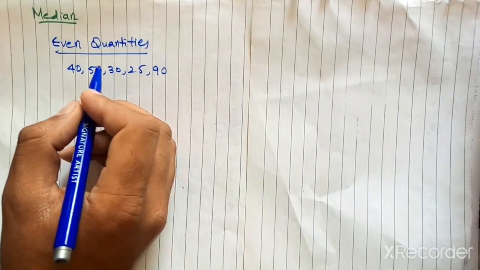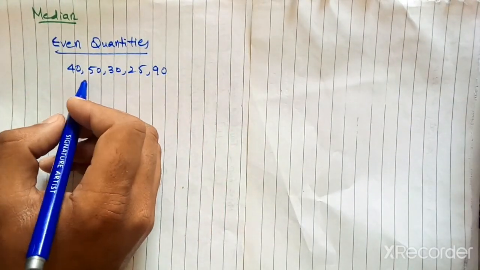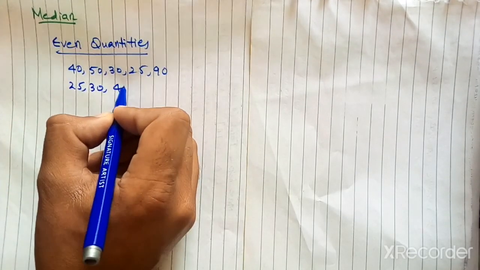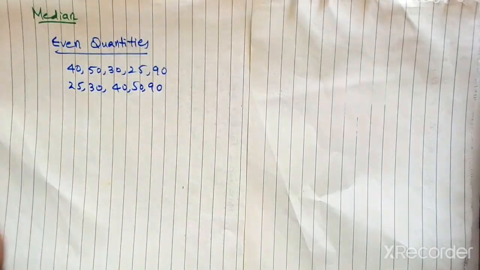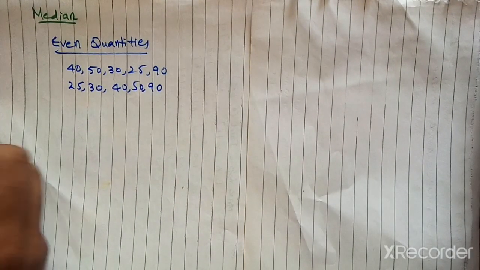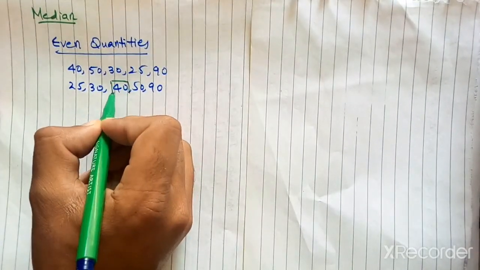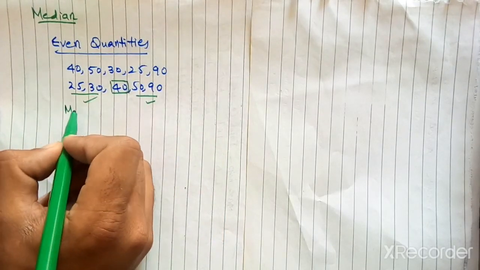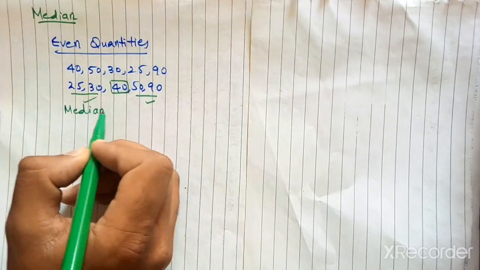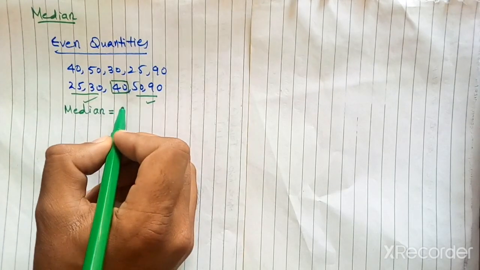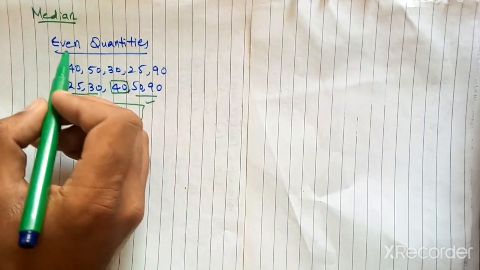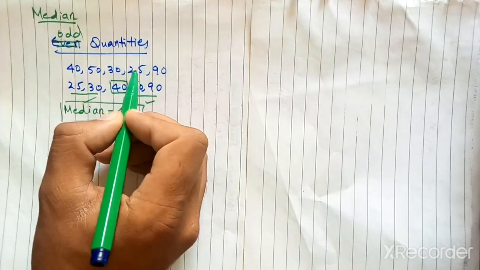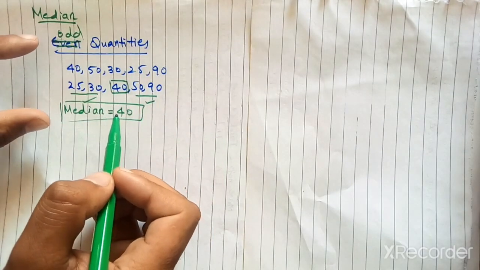First we will arrange these quantities in ascending or descending order, and in ascending order these quantities are 25, 30, 40, 50 and 90. Now we will check the central quantity, which is at the center, and 40 is the central quantity as we have an equal number of quantities on both sides. So our median in this case is 40. These are odd quantities: 1, 2, 3, 4 and 5, and this is the technique to solve for odd quantities.